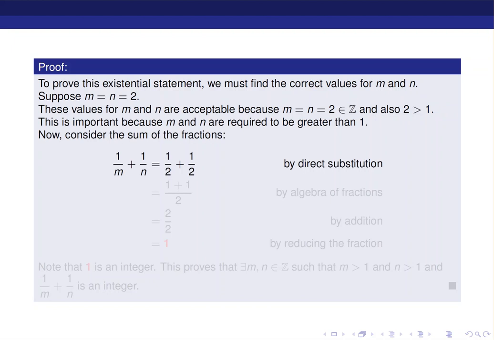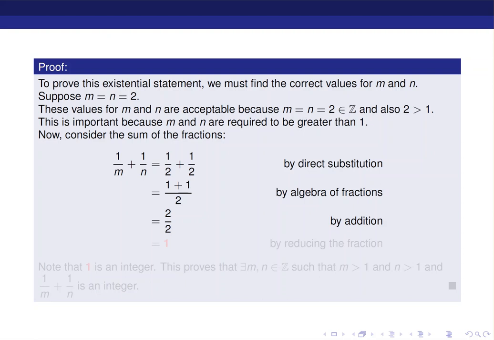And now I'm going to consider the sum of the fractions. I would like to show that 1 over m plus 1 over n is actually an integer. So to do that, I'm going to just go ahead and substitute the 2's. Because m and n are both 2, I can replace them by direct substitution, then use some algebra of fractions to add the two fractions together with a common denominator.